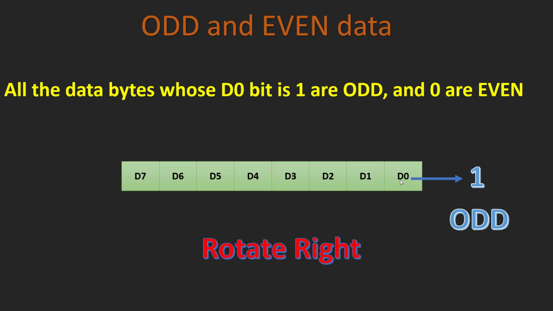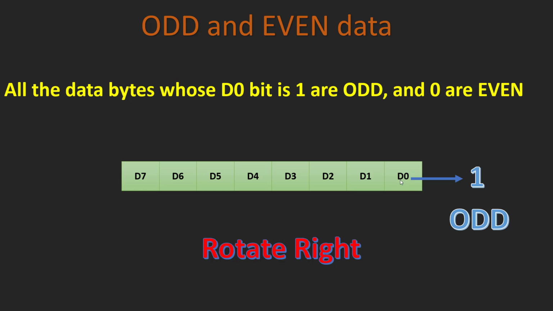Of course we will use the instruction rotate right. When we rotate right, the contents of register A are rotated in such a way that D0 goes into the carry. If the carry is set, then the number is odd, and if the carry is not set, the number is even. So let us do this on the simulator.